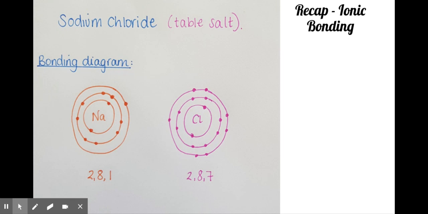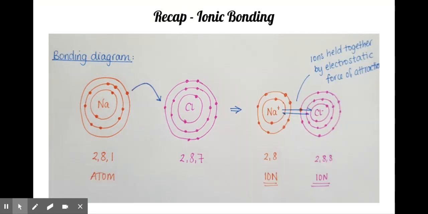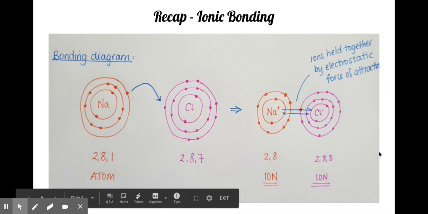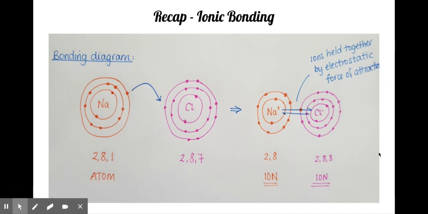So if we recap from ionic bonding, we're going to work today with sodium chloride, which we all know is the ionic substance that we all use probably every day: table salt. So the bonding diagrams for sodium and chlorine atoms: the electron arrangements are 2,8,1 and 2,8,7. The sodium atom gives an electron to the chlorine atom and they become ions. Notice their electron arrangement has changed. They both have 8 electrons in their outermost shell, so they're stable now.